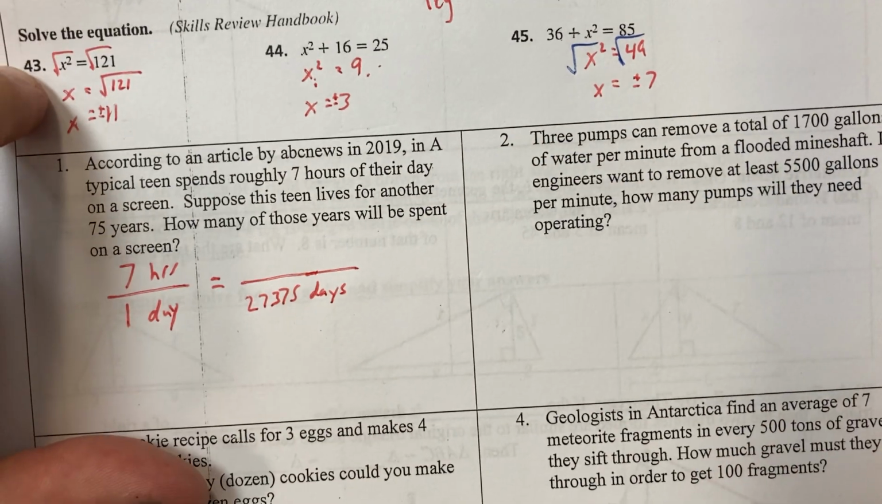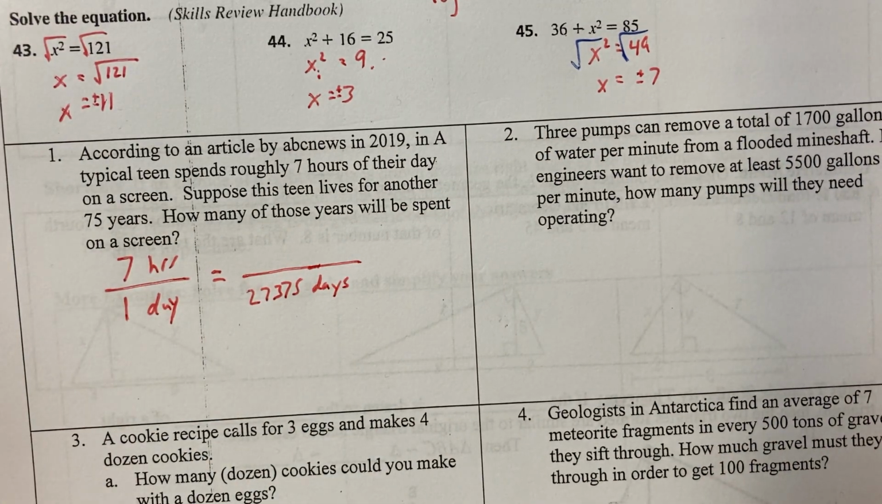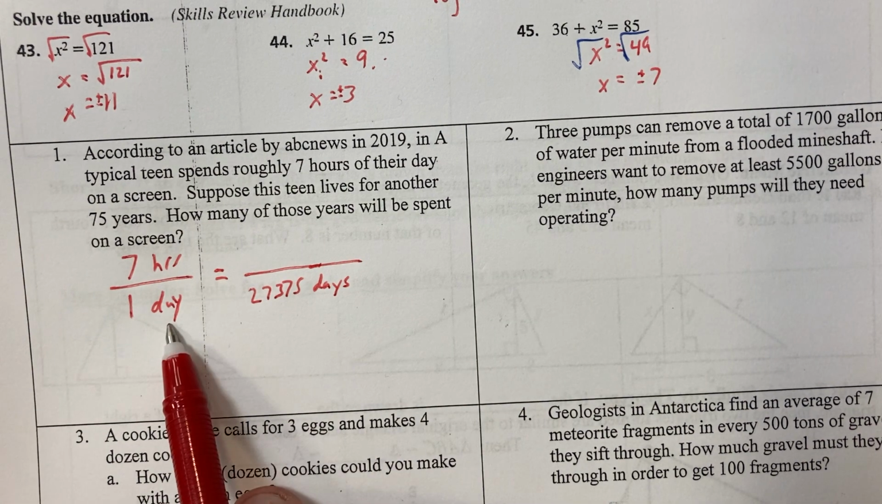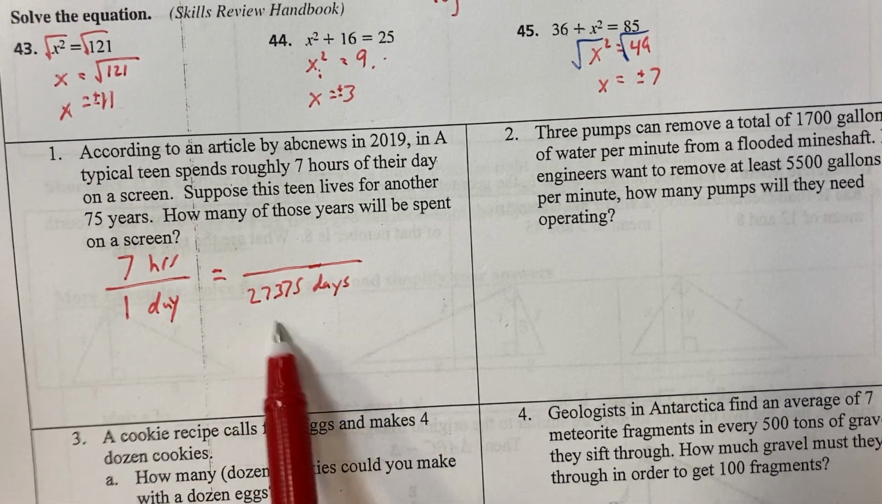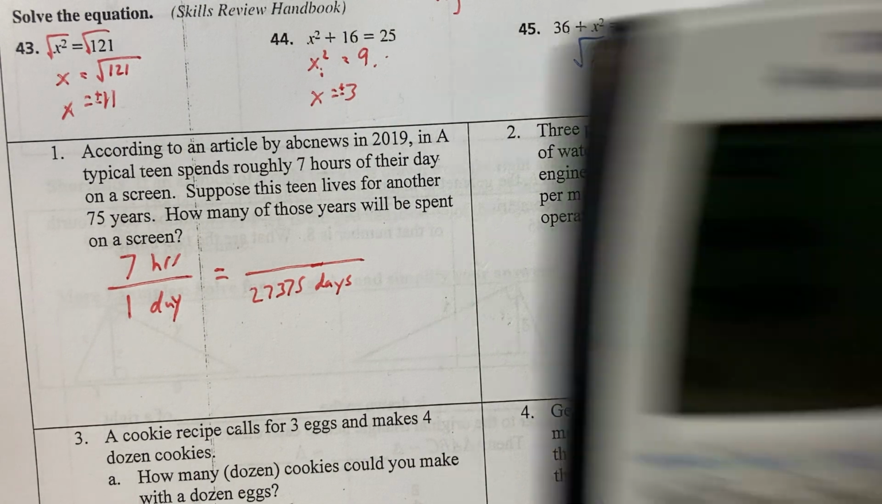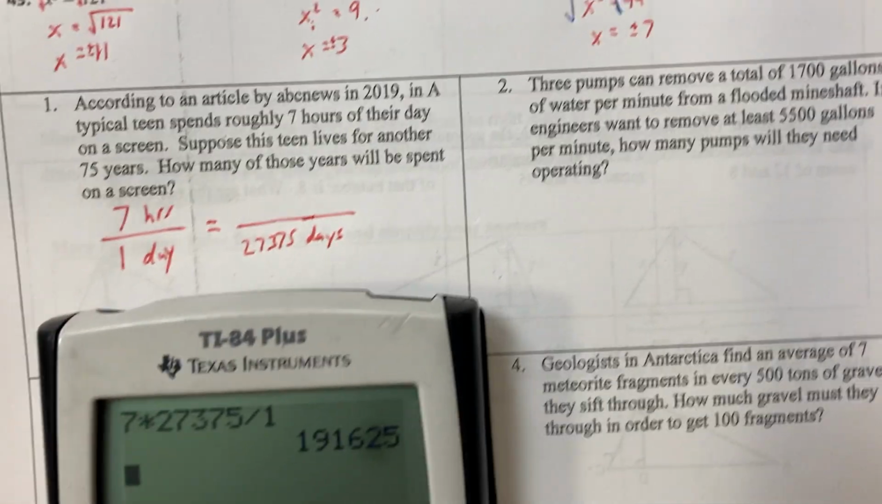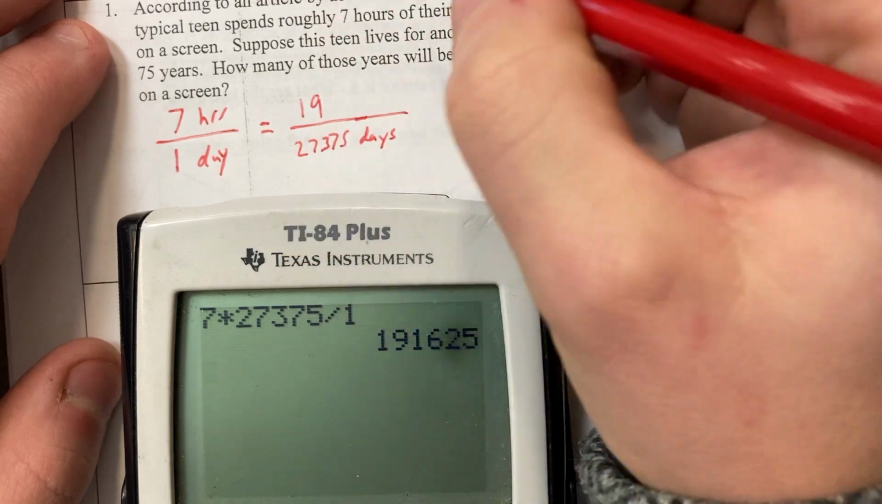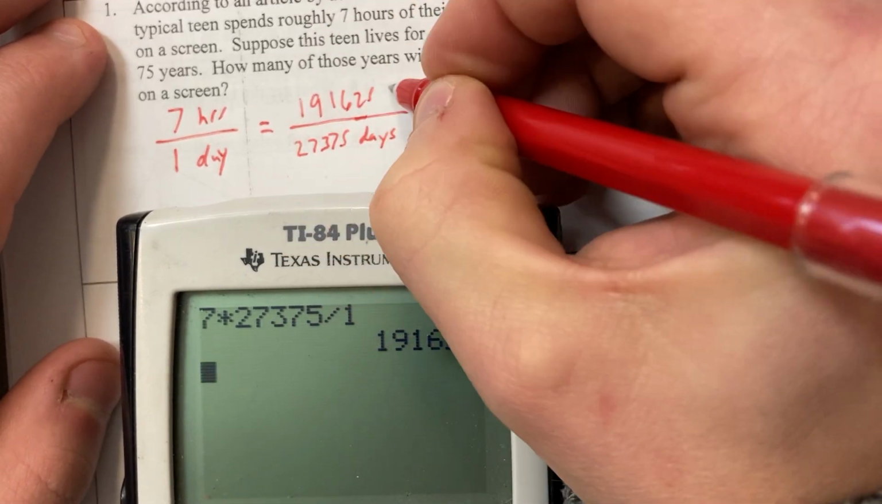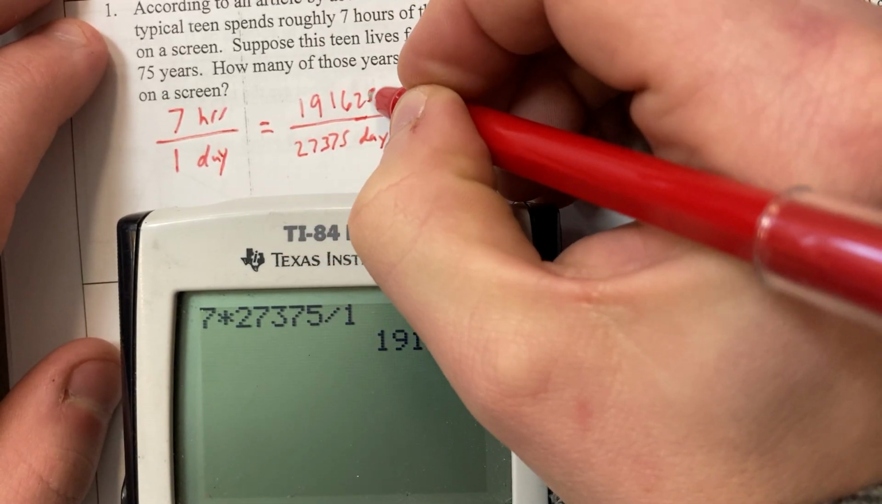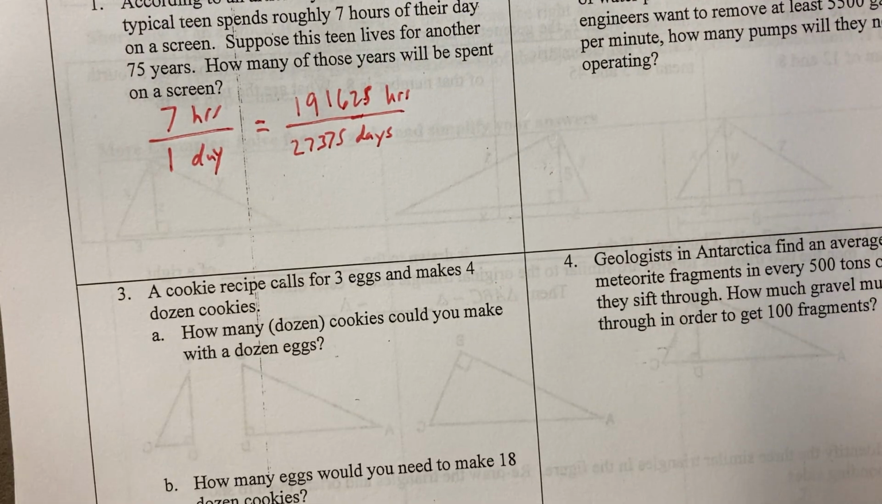And then our answer will be in hours. So we have 7 hours for 1 day. How many hours for that many days? Let's see here. So we'll cross multiply, and divide by 1, I guess. You get that. That's how many hours. So 191625 hours. Interesting.